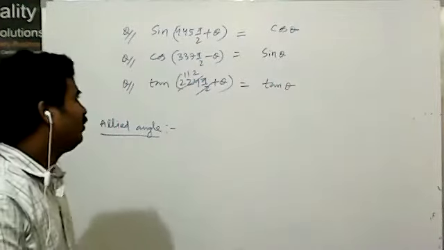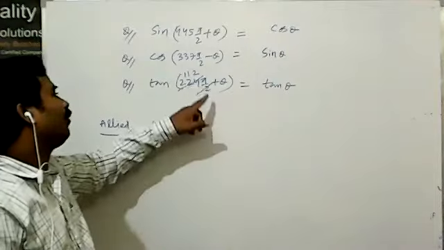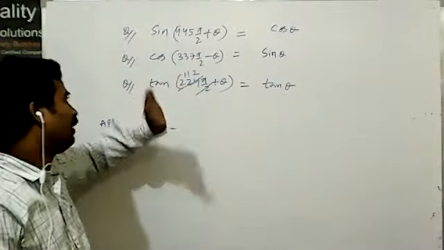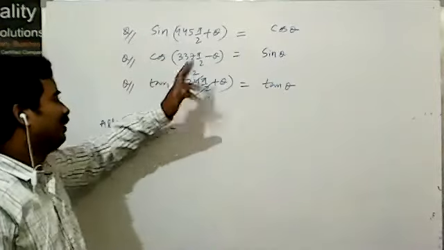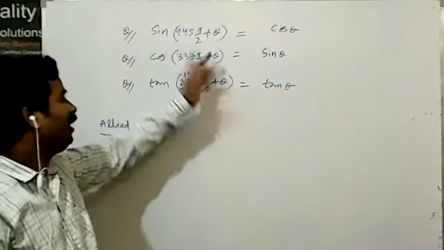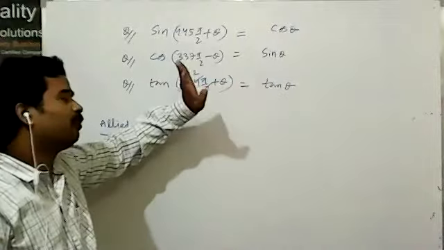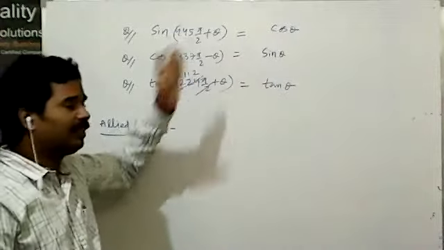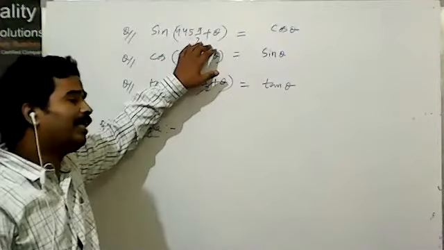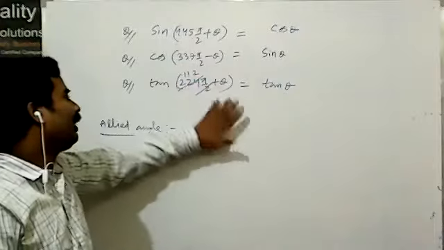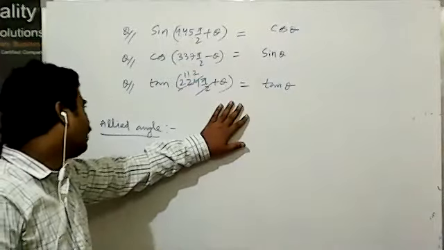So first of all, you have to think whether this is the π format or the π/2 format. If it is the π format, then it is the same function. If it is the π/2 format, this is the opposite function. Then you have to think about the sign, that means which quadrant it is in. So in this way, you can find out the functional value.